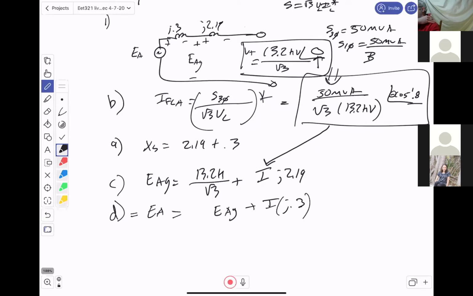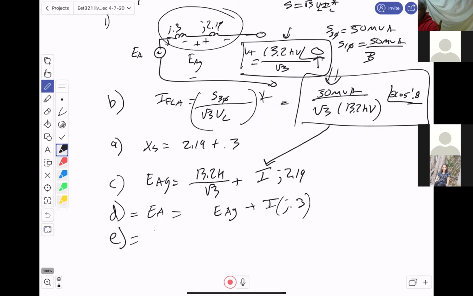So it should always be above whatever the terminal voltage is, except if we have reactive power going into the machine. If it's an underexcited machine, then some of the magnetic energy that's required here is going to be supplied by the line, and that's why that value would be reduced.